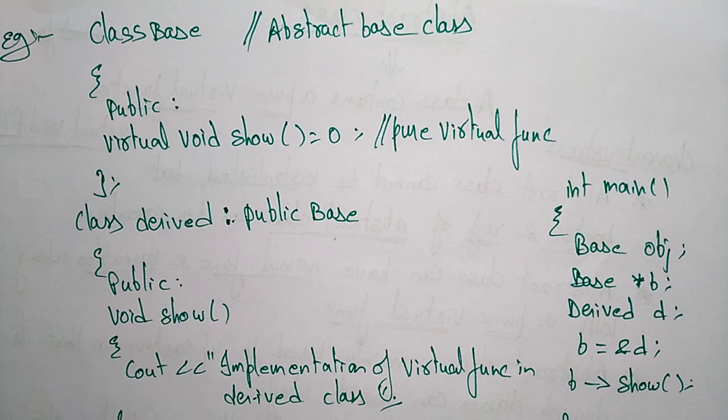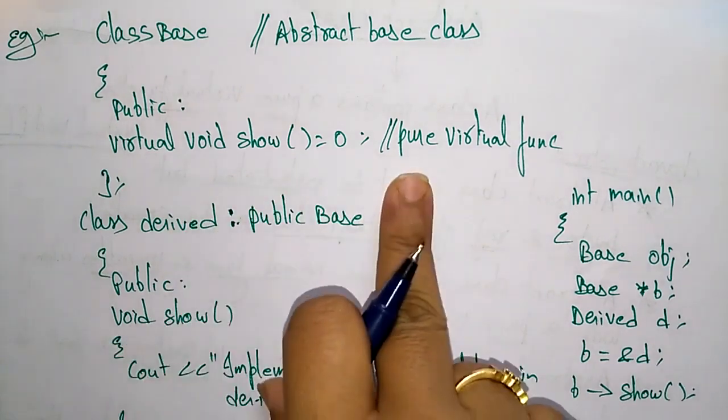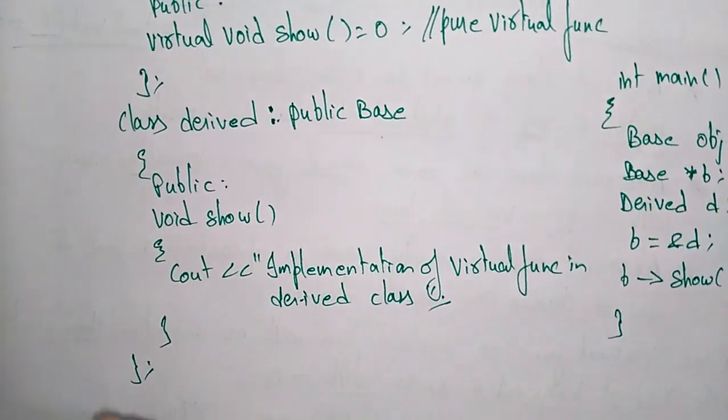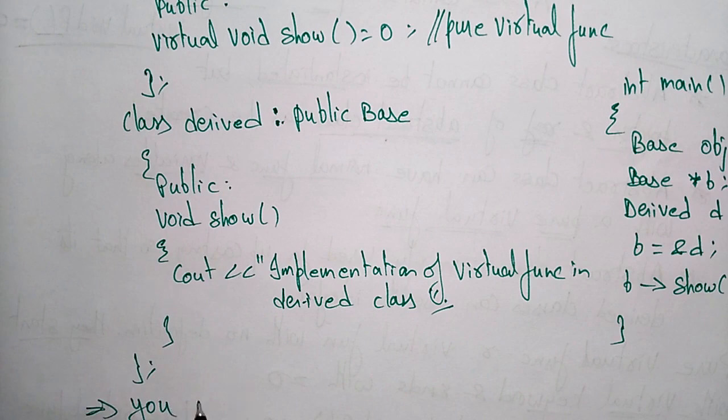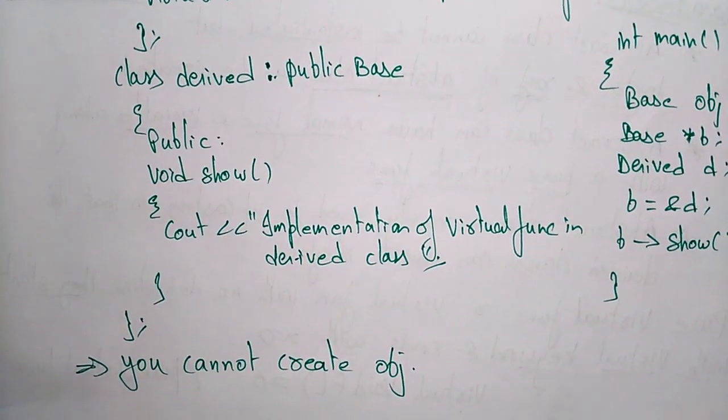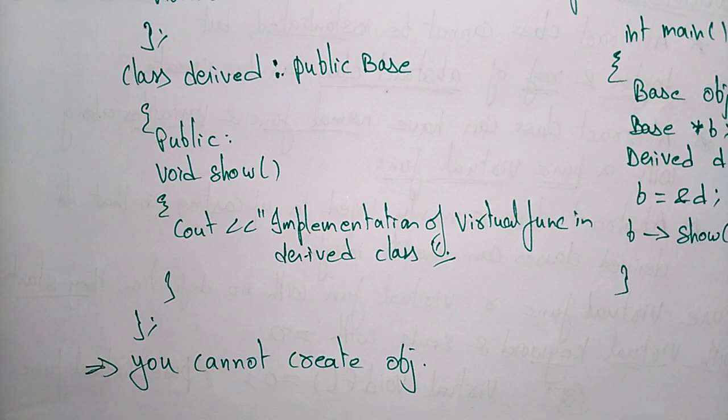Actually, if a virtual function has no definition, as I said, this is a virtual function and this has no definition. This is also called a do nothing function. For an abstract class, the only thing is you cannot create the objects. The only thing you have to note here is you cannot create the objects. So then what is the use of such classes? I said that it is used as a base class for other derived classes.